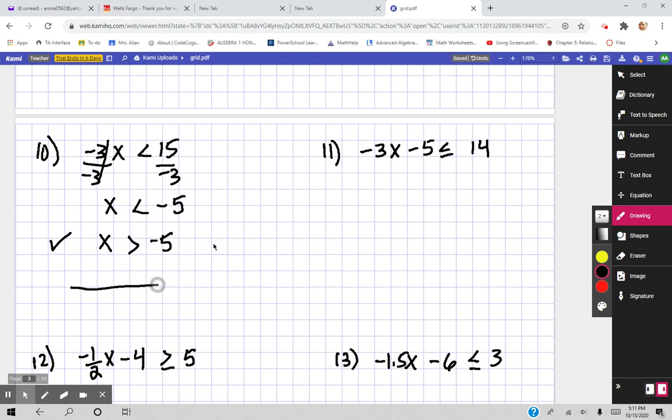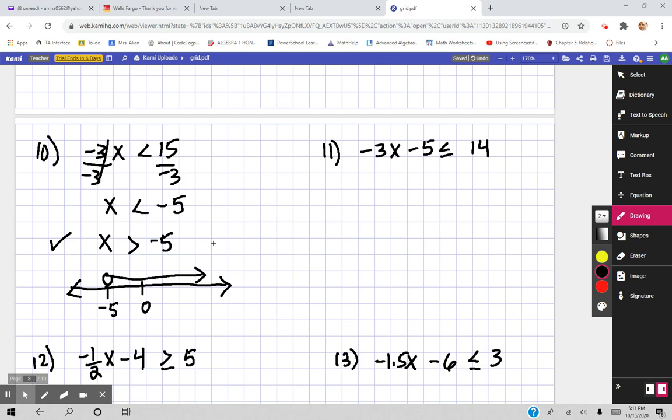And now we'll graph that. -5 is somewhere on the left. This will be open since there's no equal to, and all the numbers on the right are true solutions.